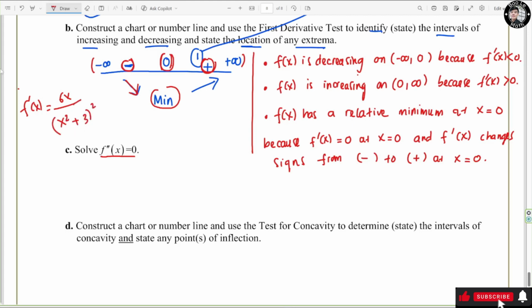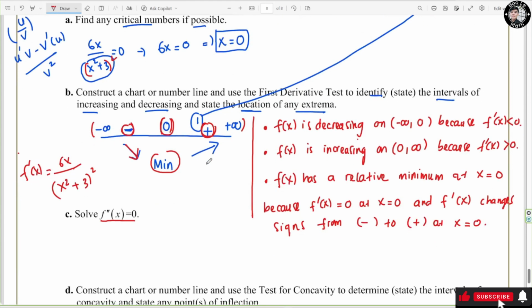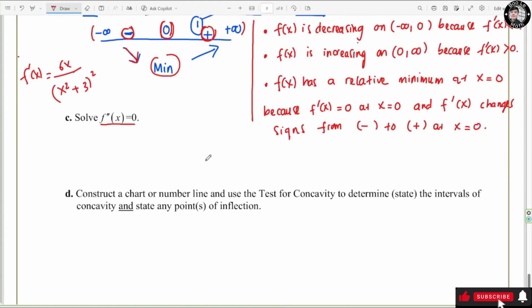Oh, so I'm going to go back over here. I need to fix this one. This one must be squared, right? Sorry, I missed this one. Right? Alright, now we need to take the second derivative of this one.